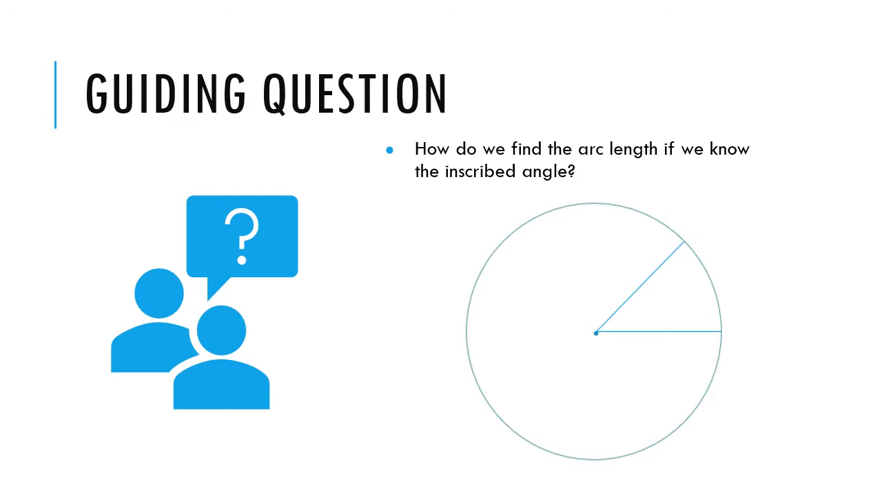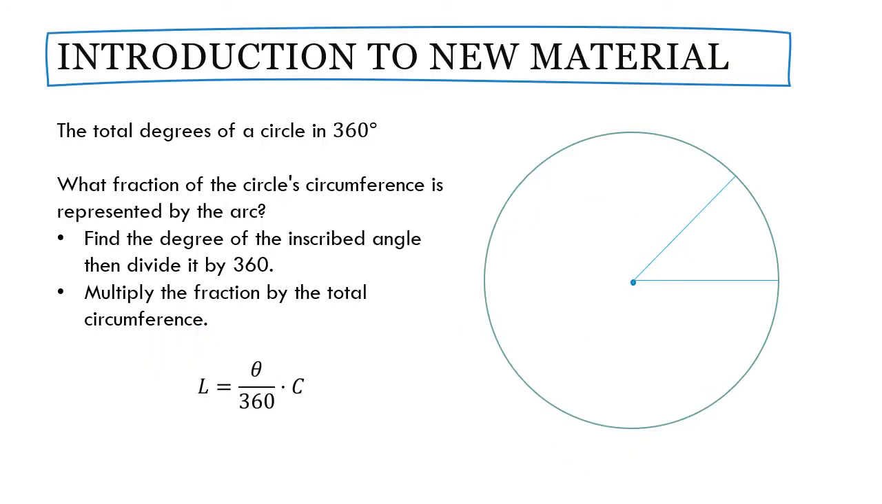So notice here you've got a circle and we've got an angle right here. That's our inscribed angle, and we're wondering, how do we know how long this arc length is here just by knowing that angle? That's the question we're going to answer. To answer that question, we need to know that the total degrees of a circle is 360. So what fraction of the circle's circumference is represented by an arc? So if we have an arc here and we've got the total circumference, what fraction is this arc?